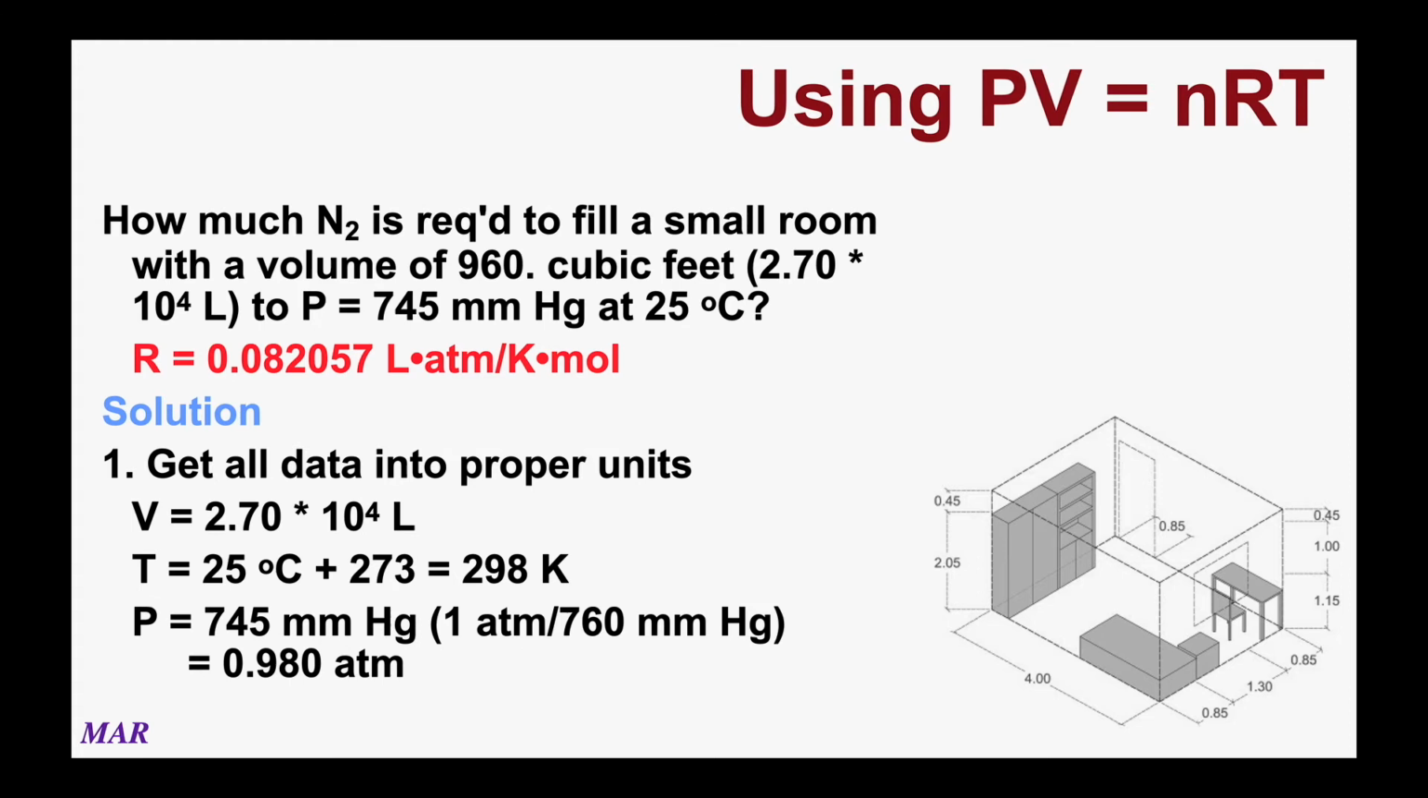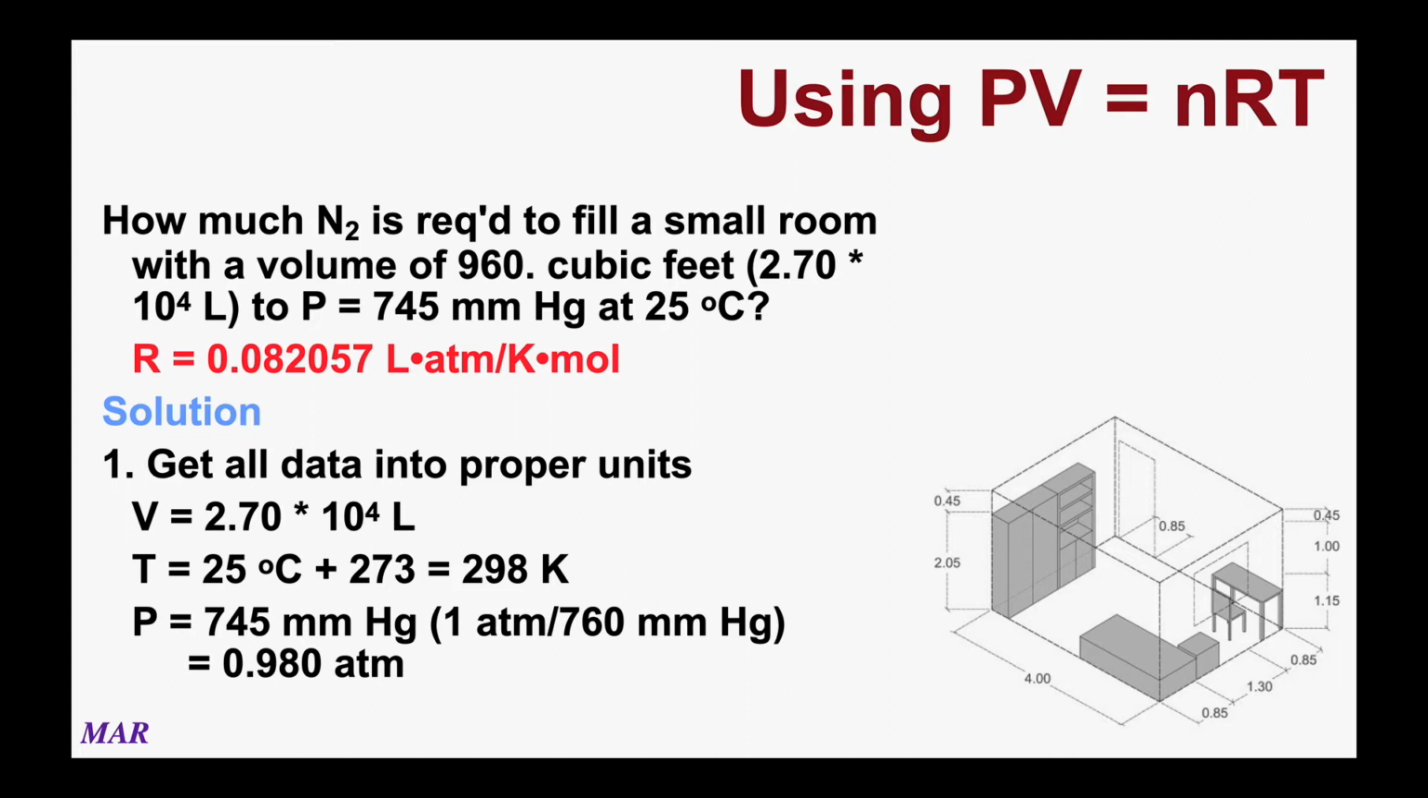In this problem, here are the converted units. Volume again in liters, you don't have to change. You do have to change the temperature to Kelvin. You do have to change the pressure into atmospheres. And so remembering that the 760 millimeters of mercury per atmosphere is considered an exact conversion, 3 sig figs and 745 millimeters of mercury creates a number that's 3 sig figs, 0.980 or 9.80 times 10 to the minus 1. No problem.